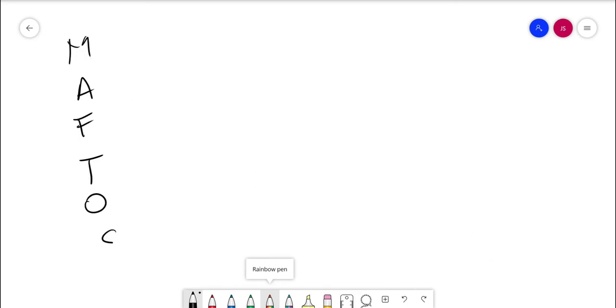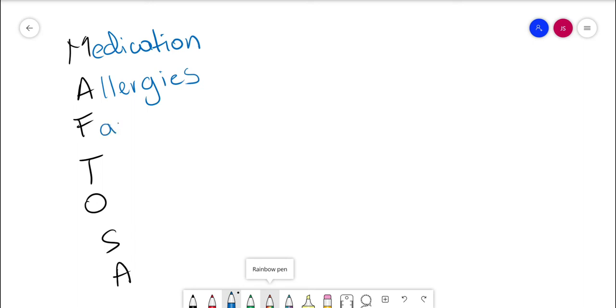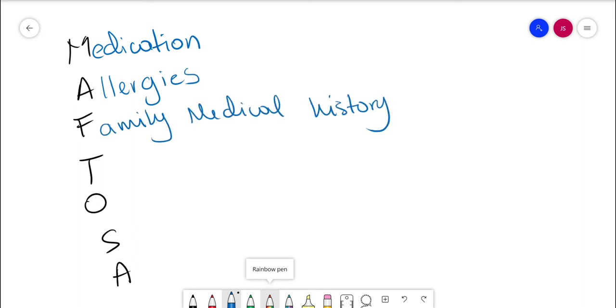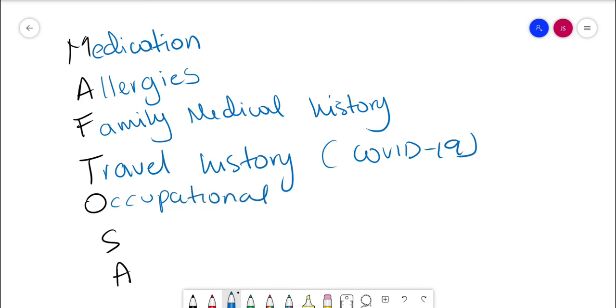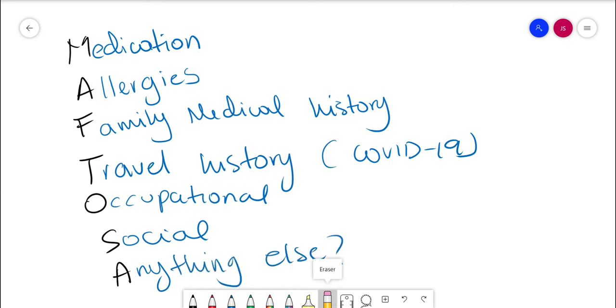Let's go through MAFTOSA. M is going to stand for medication. Let's ask about all the medication, current or past medication, any allergies, any family history that could be relevant, medical conditions running in the family maybe, travel history. This has been quite relevant nowadays with COVID-19. Occupational history. Are they retired? What do they do for a living now? Social history. Do they drink, smoke, anyone at home, or anything else?